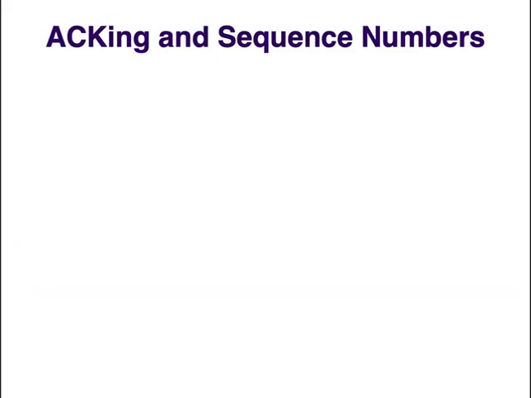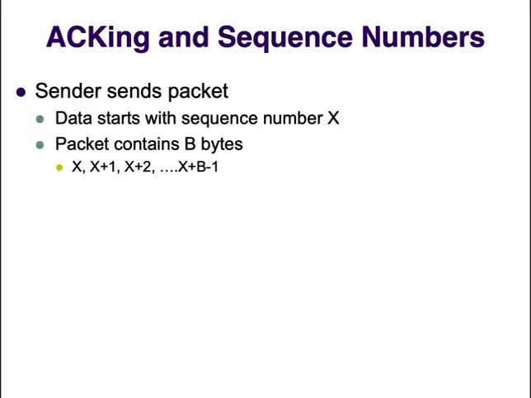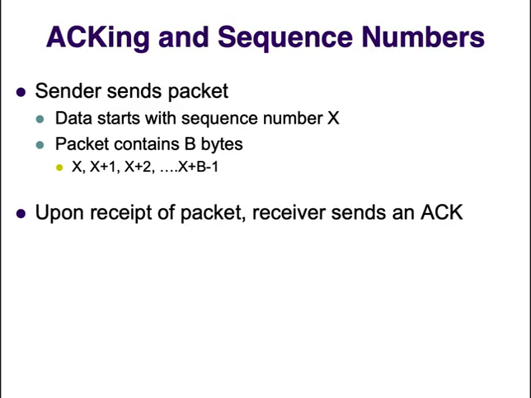I want to just cover ACKing and sequence numbers a little bit, since this is different from how we did reliability. Let's say in TCP the sender sent a packet and the data in that packet started with sequence number X, and that packet included B bytes, so the bytes X up to X plus B minus 1. Clear? Let's say the receiver receives this packet correctly and wants to send an acknowledgement. What is going to be the number that gets acknowledged from the receiver?